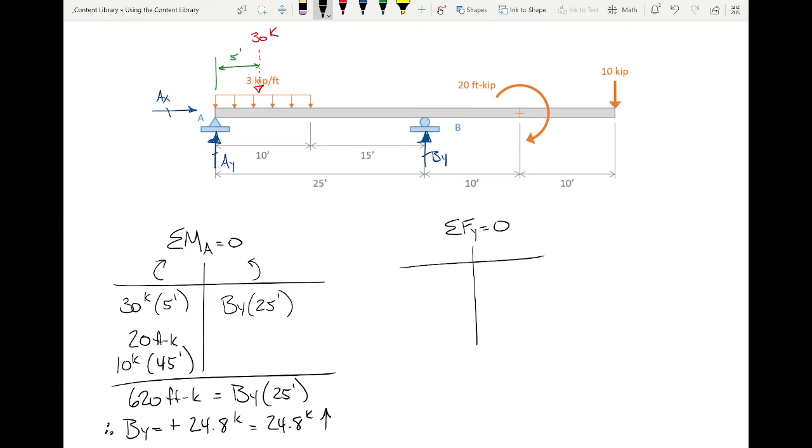sum forces in the y direction. Everything going up, everything going down. Let's be systematic about this. Do I consider the AX? No. AY? Yes, AY is going up. What about the 30 kips? Yeah. Going down. What about the BY? Going up, and I know what that is.